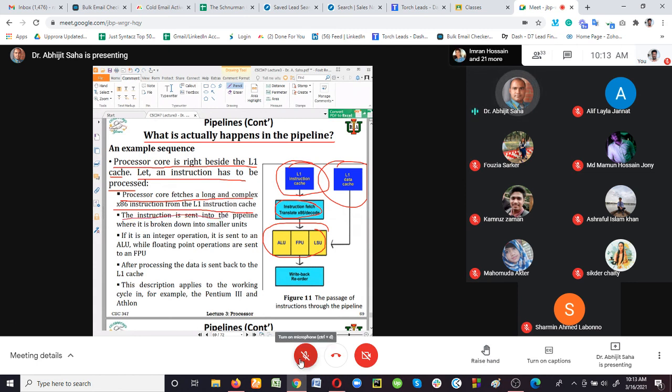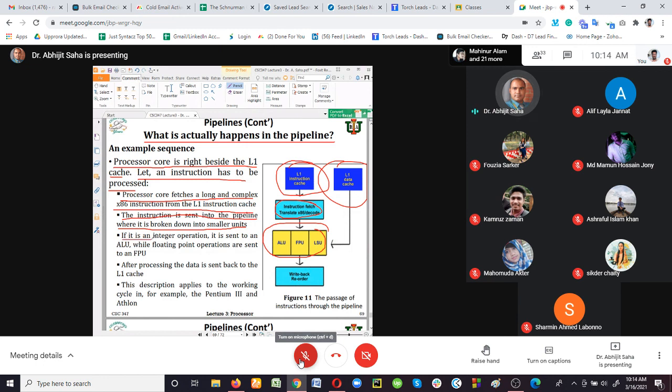The instruction is sent into the pipeline where it is broken down into smaller units. So the large instruction set you have is broken down into micro ops, which are like subgroups.